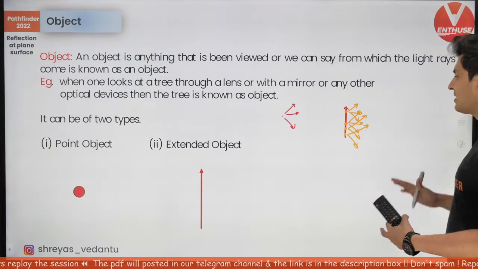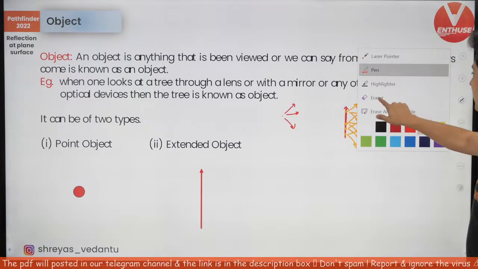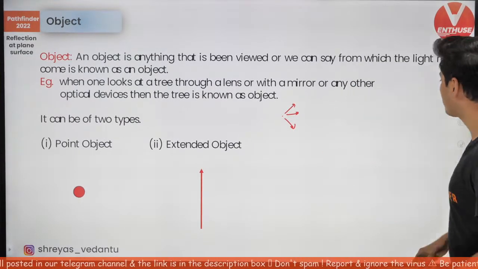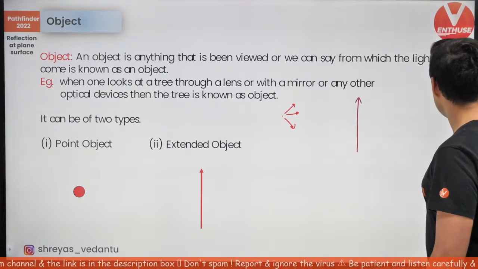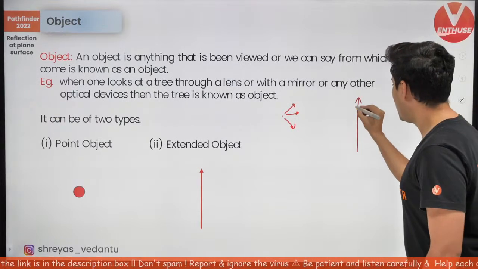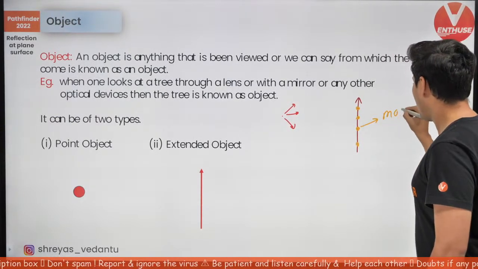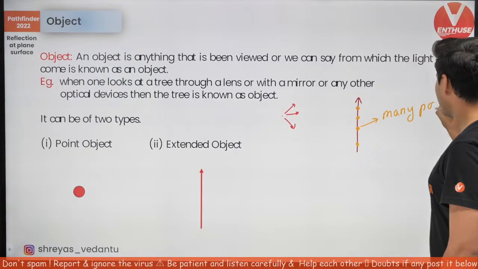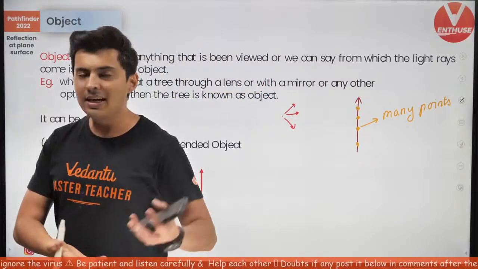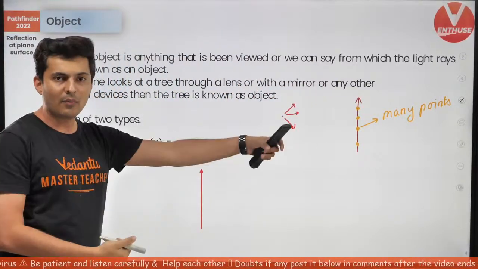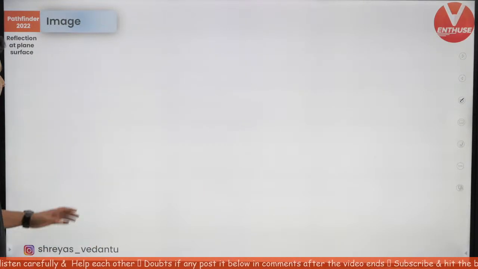So an extended object is nothing but made up of many points. That's what I would say right over here. So let me erase this and write it down over here. An extended object is nothing but made up of many points. That's all. That's an extended object. In general, you are an extended object. Anything, this remote or this pen, my watch, everything is an extended object. As simple as that.